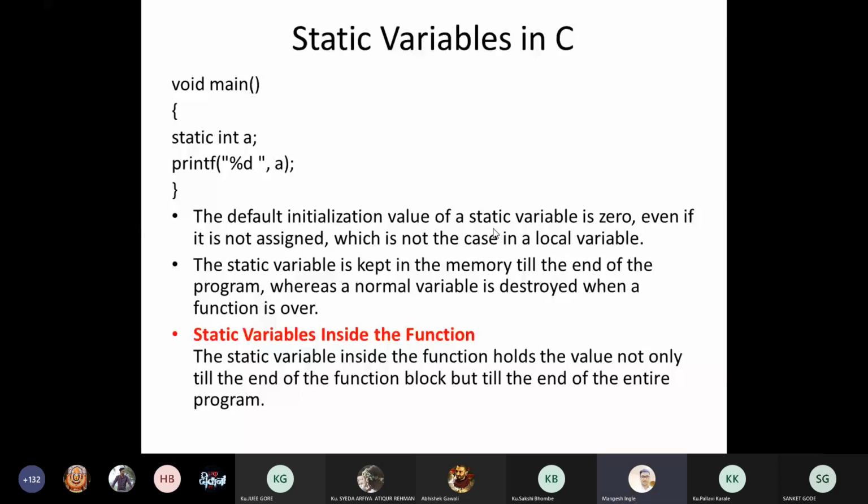Okay. Right. So that is the major difference. The static variable is kept in memory till the end of the program, whereas a normal variable is destroyed when the function is over. Right? Static variable inside the function, important point. The static variable inside the function holds the value not only till the end of the function block, but till the end of the entire program.